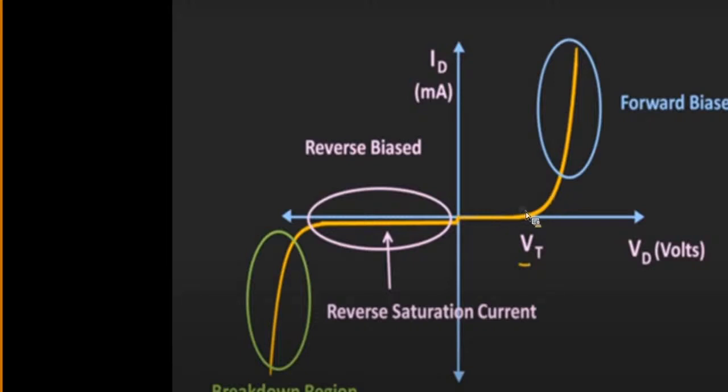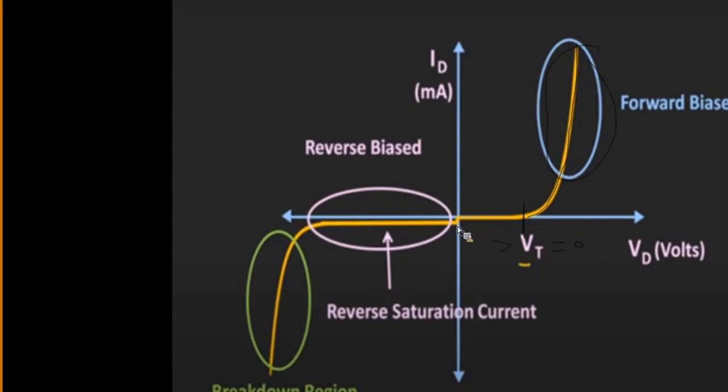Up to the threshold voltage, there is no current flow through the PN junction diode. Whenever the applied voltage is greater than the threshold voltage, which is 0.7 volts for the silicon diode and 0.3 volts for the germanium diode, the current will start increasing in forward bias. That's why in forward bias, the maximum amount of current flows through the PN junction diode.